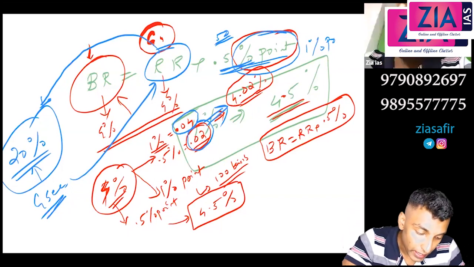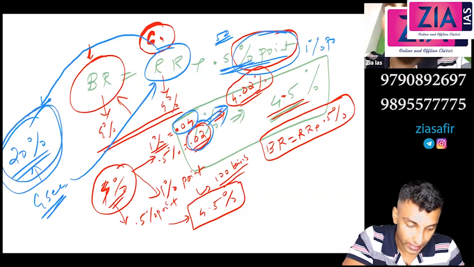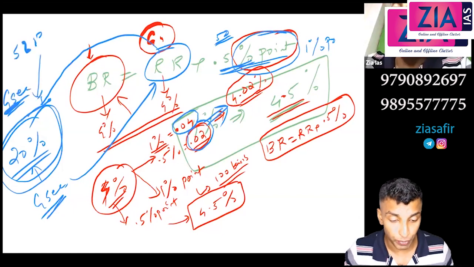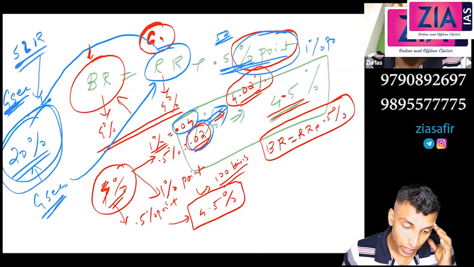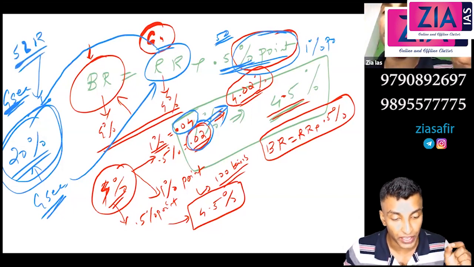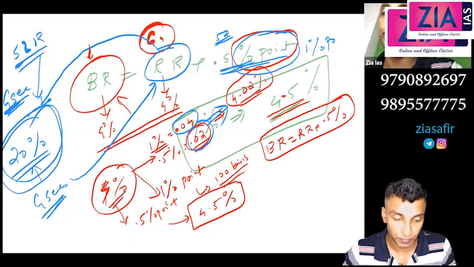So if you have only 20% GSEC, and 20% is the SLR, you cannot borrow under repo rate. So in which situation can you borrow under repo rate? If you have GSEC over and above the SLR requirement, then you can borrow under repo rate.